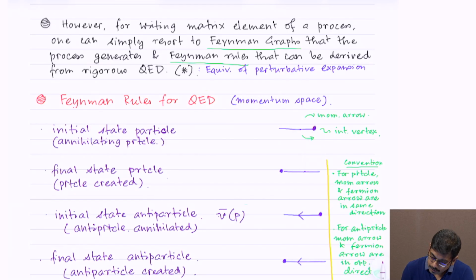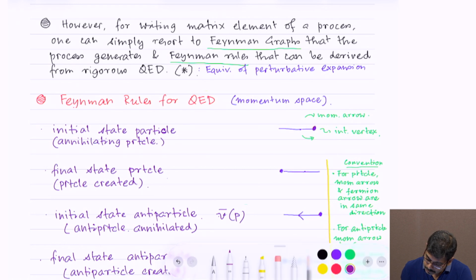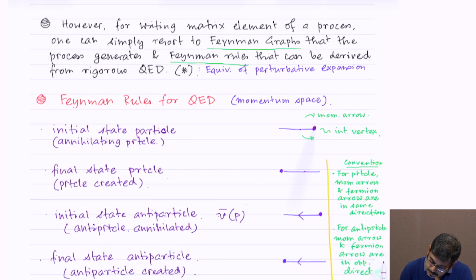So, I will sort of redraw this thing. This dot, say for example, represents the interaction vertex, and an initial state particle means it is coming in and annihilating into the vertex. Now, an annihilating particle is represented by what kind of spinor? You all know that this will be by u of p.